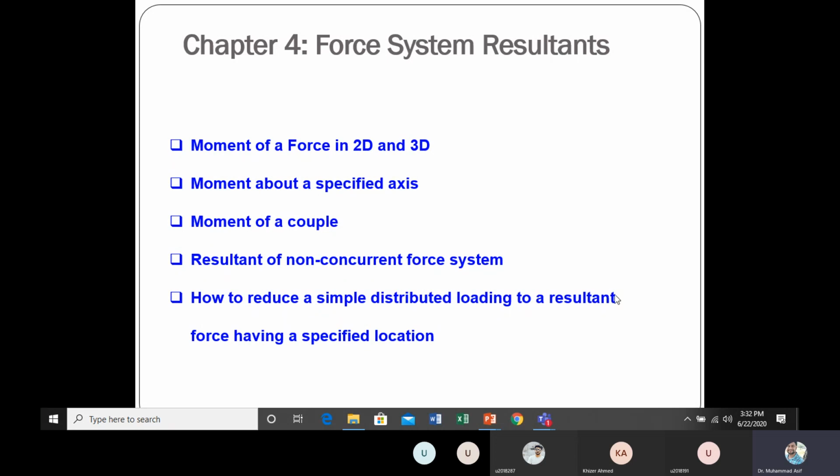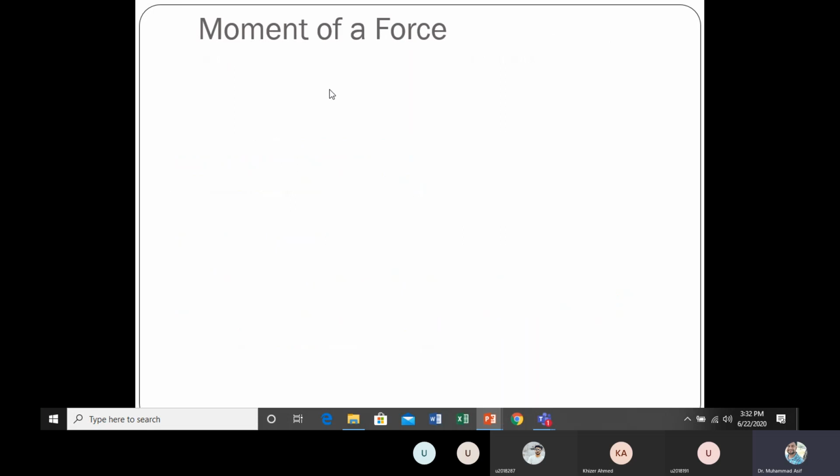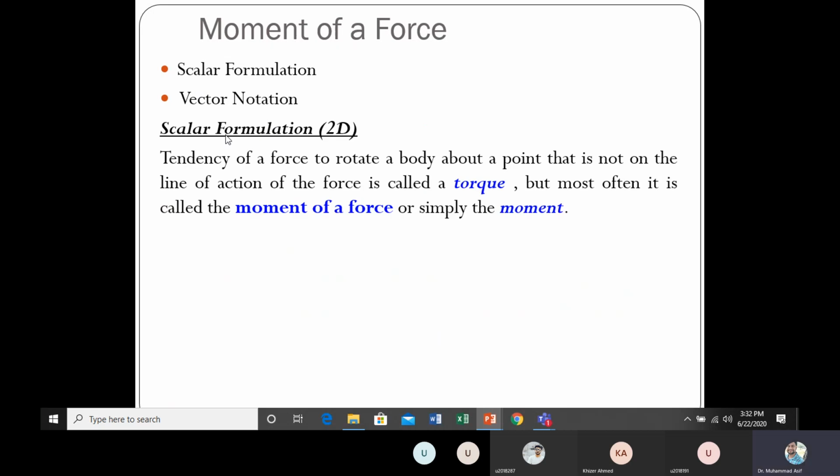So let's start with the fundamental definition, right? Moment of a force. What is the moment of a force? Basically, we can discuss the moment of a force in scalar formulation as well as in vector notation. Scalar formulation is mainly used in 2D systems, whereas vector notation is mainly used for three-dimensional systems. So scalar formulation is mainly for 2D application, and vector notation is mainly used for 3D application.